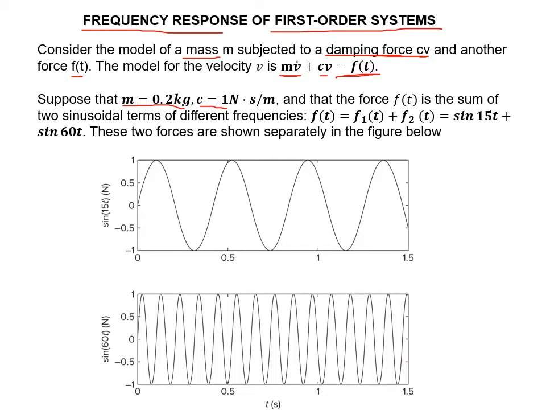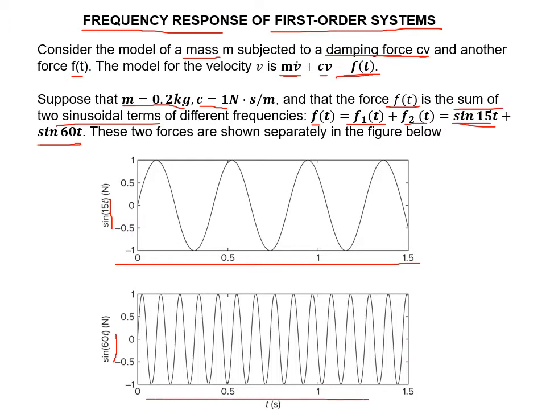And they tell us that the force F of t is going to be the sum of two sinusoidal terms of different frequencies. So in general form, we can write that as F of t is equal to F1 of t plus F2 of t, which is equal to sine of 15t plus sine of 60t. If we look at just the sine of 15t and the sine of 60t and plot these out, we can see in the graphs below, the top graph is our sine of 15t in newtons, and the bottom graph is our sine of 60t in newtons. That's exactly what we would expect to see for a sine graph of 15t versus 60t here.